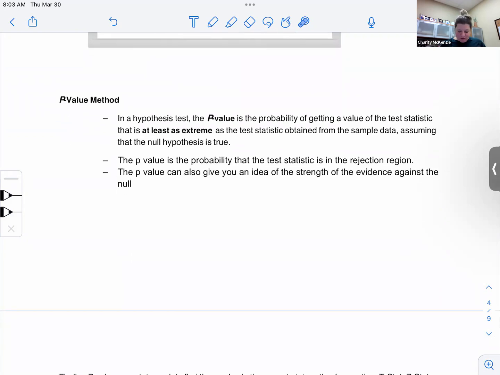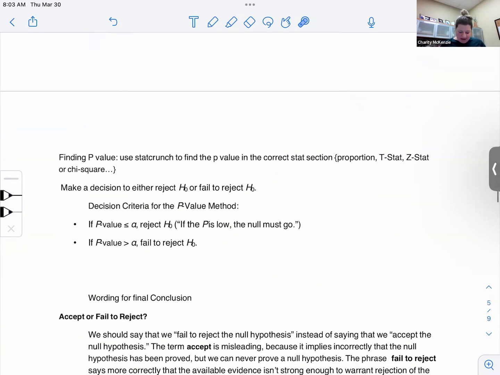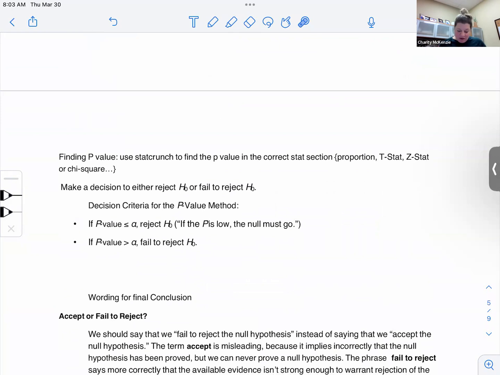Okay. And then I have that right here. So if the P is low, the null must go. So just remember that. P is low, the null must go. So we would say we reject the null because the null must go away. And we're now going to say we have evidence in favor of your alternative hypothesis. So you're either going with the null or the alternative, right? So if the P is low, you're going with the alternative. If the P is above that 0.01 or that 0.05, whatever significance level you're at.